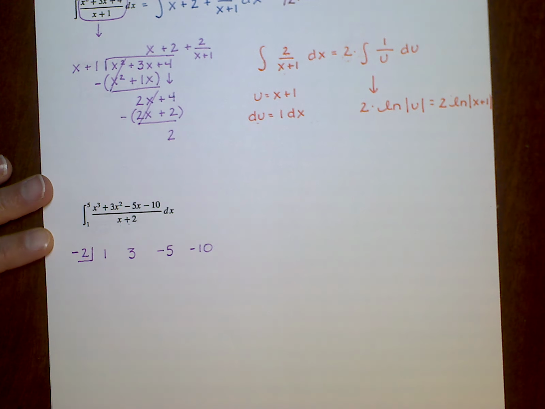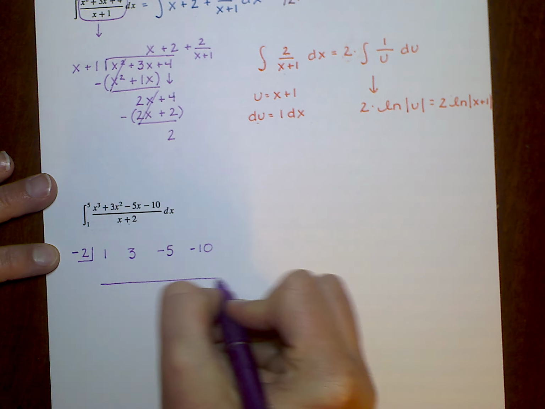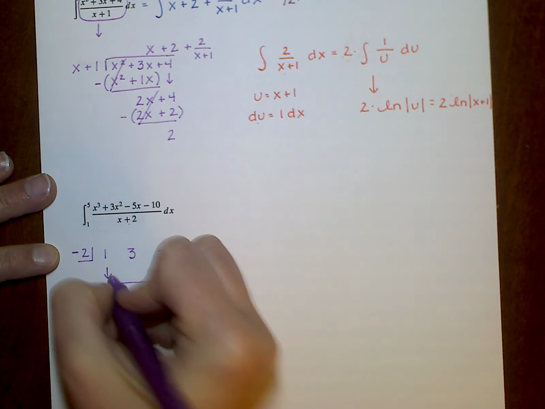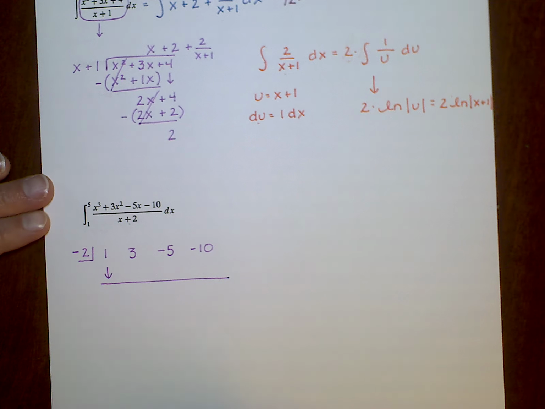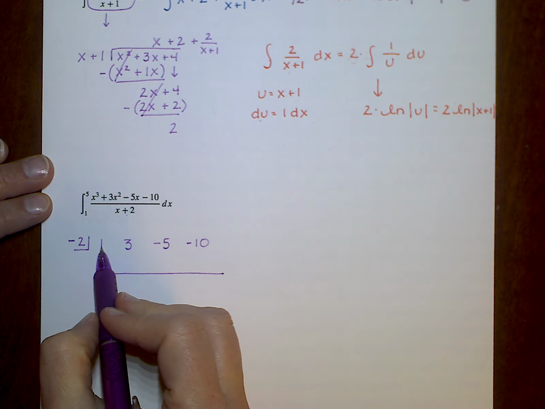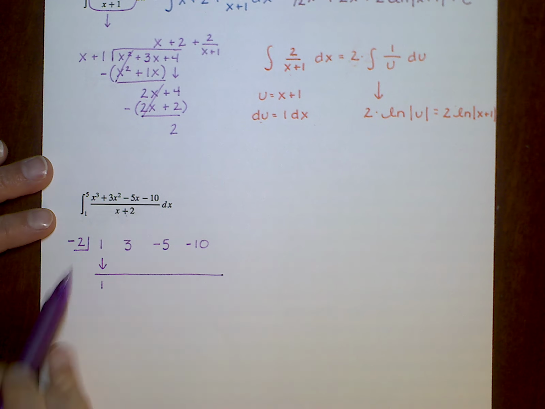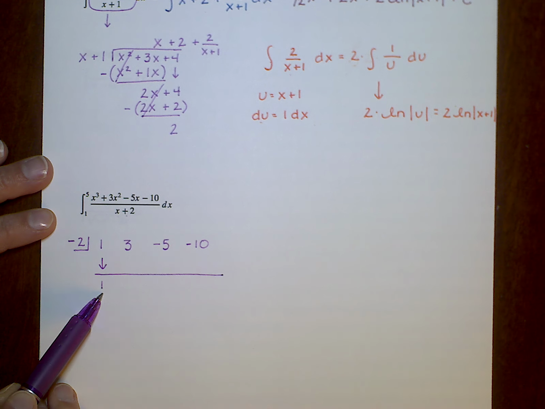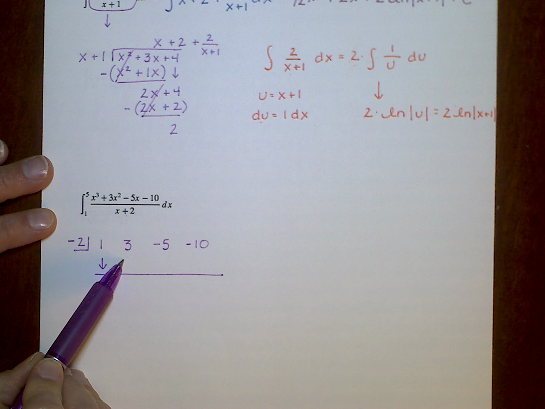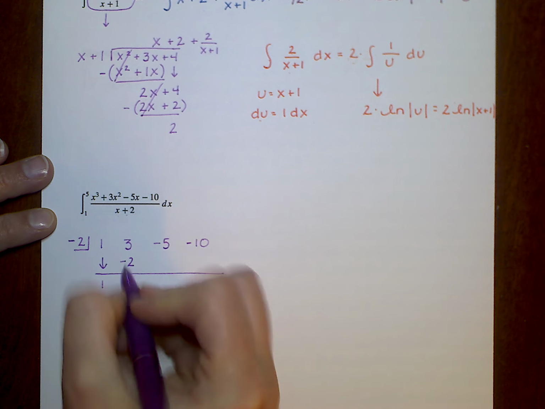Okay. I'm going to skip a line, draw a horizontal line. And again, this is something that you did see last year. And this is one of those things that I feel like sometimes it's easy to forget, but it comes back really quickly once you see it again. The first number is always just going to drop straight down. And now what I'm doing is I'm multiplying here. So negative 2 times 1 is negative 2. And that number is going to go in this next blank here. So that's a negative 2. And then I'm adding 3 plus negative 2 is 1.